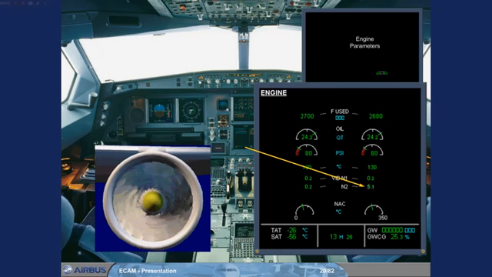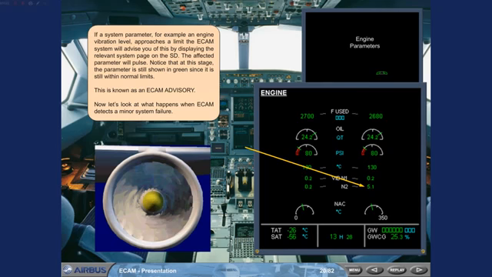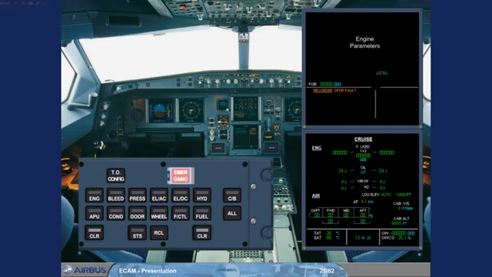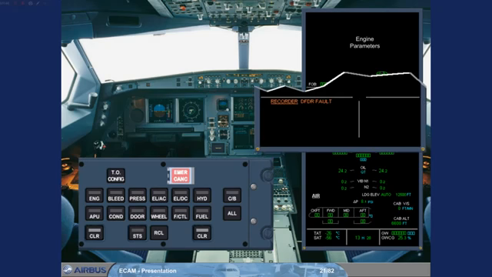Now, let's look at what happens when ECAM detects a minor system failure. When a failure occurs, leading to a loss of redundancy or loss of a system that does not affect the safety of the flight, for example, digital flight data recorder fault, the ECAM system will inform you by displaying an amber caution message on the engine and warning display. At the same time, the two clear keys on the ECAM control panel will illuminate.